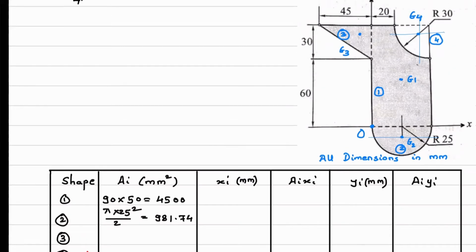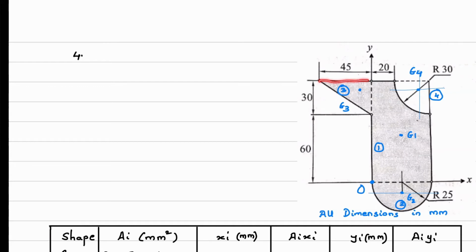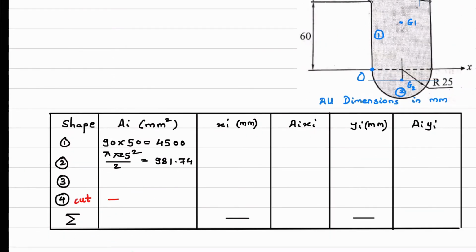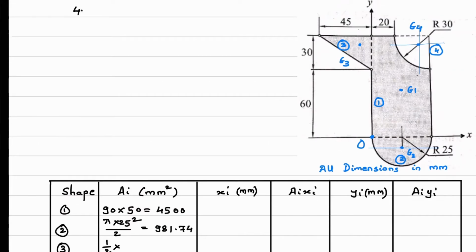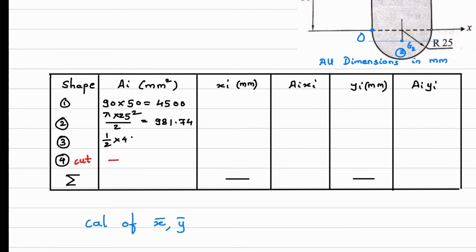Next geometry number 3, it is this triangle. What will be area? Half into base into height is 30. So half into base is 45 into height is 30. So this answer is 675. Now everywhere area unit I have already written over here, it is mm square.